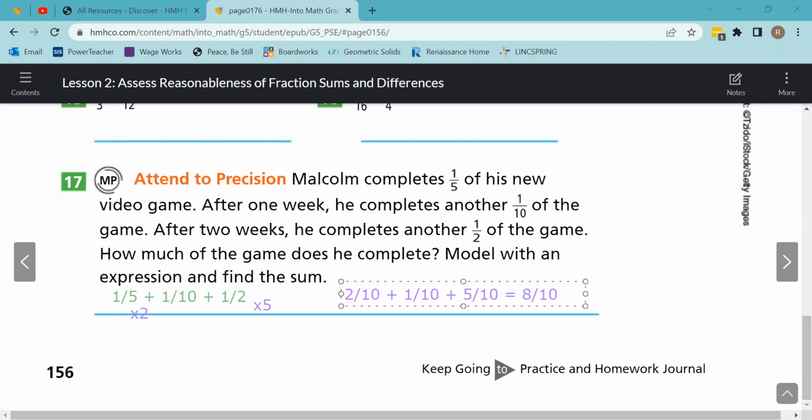Simplify it, divide 8 by 2, you get 4. Divide 10 by 2, you get 5. So 4/5, and I want to say the label is of the game. So he's done most of the game. Good work, Malcolm.